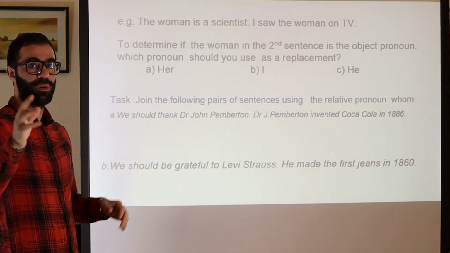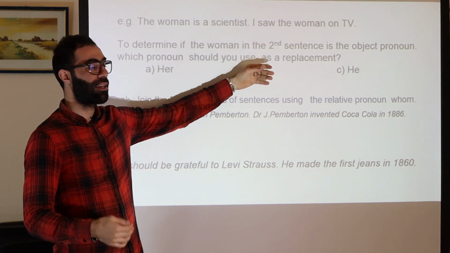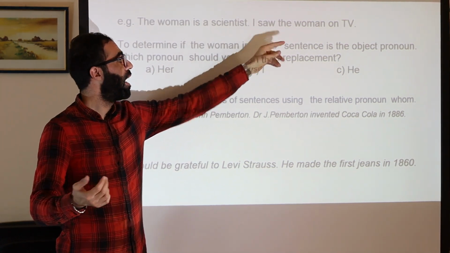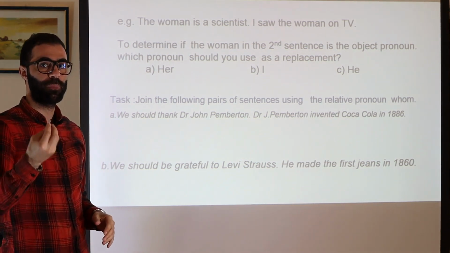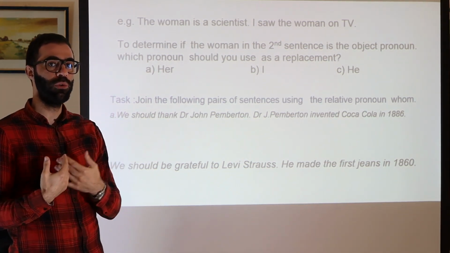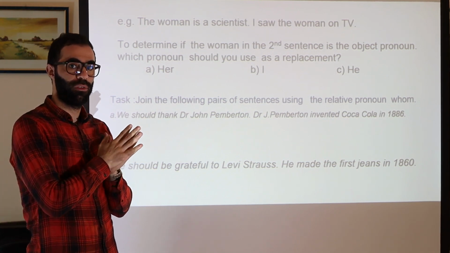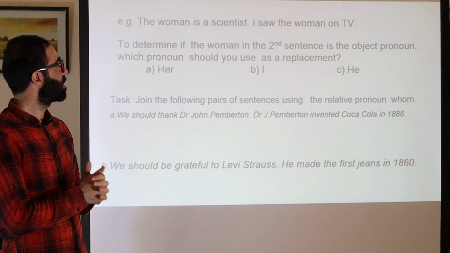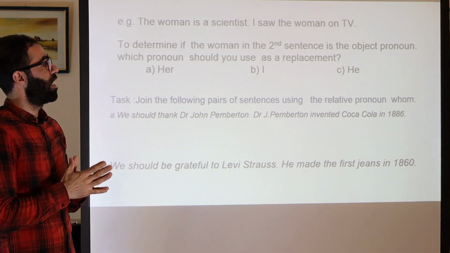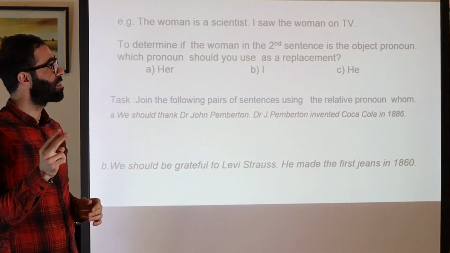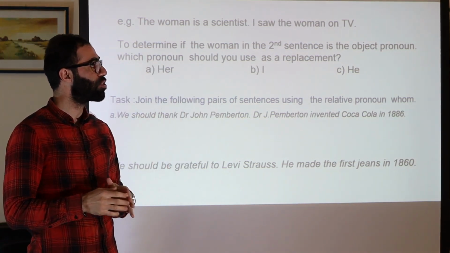And in the second sentence, here we can see two different sentences. Again, we have a subject, and we have "saw" as the verb, and we have "woman" as the object. We have seen the repetition of the object. And I told you, "whom" works, or its function is for the object, all right? Let's see now, if I ask you to determine if the woman in the second sentence is the object pronoun, which pronoun should you use as a replacement?